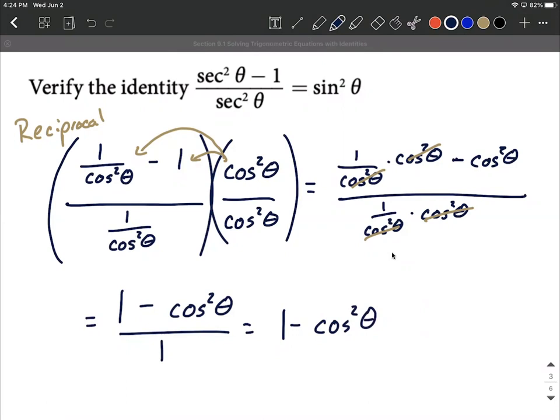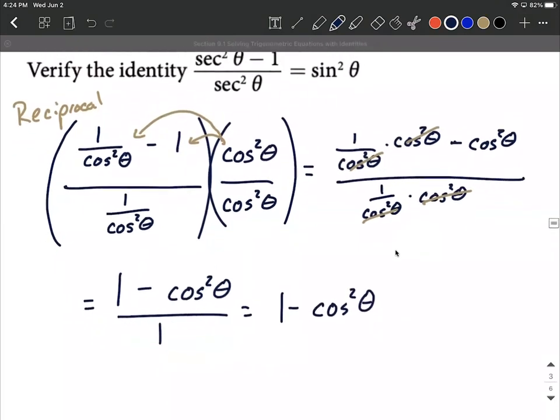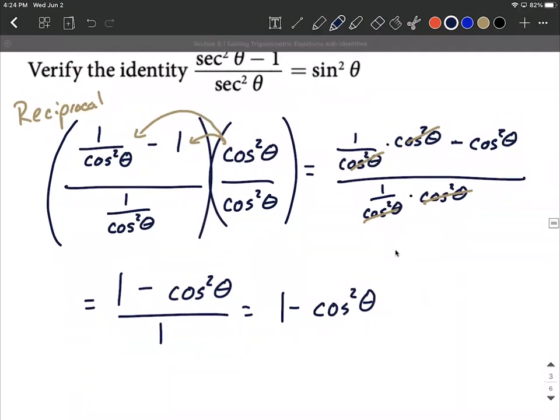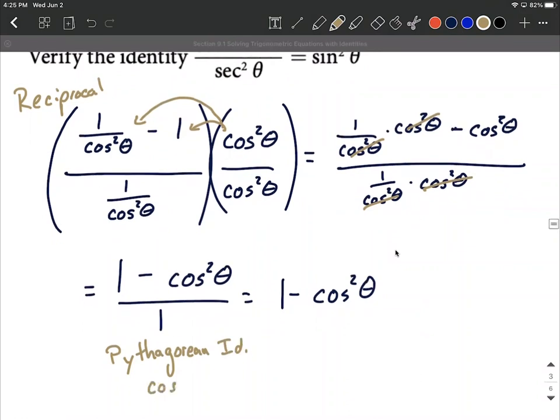From here, we're actually pretty close to where we want to be. However, we want to end up with sine squared of theta. We're going to have to use the Pythagorean identity. The Pythagorean identity goes as cosine squared of theta plus sine squared of theta equals 1. And it's a pretty good indication whenever we have squares attached to sine or cosine that you want to pull out the Pythagorean identity to help us out.